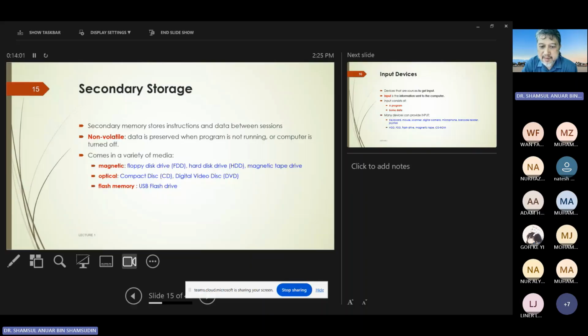It comes in a variety of media. So this can be FDD, floppy disk, hard disk, HDD. So nowadays we do not have floppy disk anymore. Magnetic tape, so those are ancient stuff. But we still have the HDD, hard disk drive. Optical compact disk. Have you guys seen CD or DVD? Maybe your father, mother will be familiar with this kind of thing. But for you guys, I guess this is the generation that we use USB flash. I think this has been the practice for the past 20, 30 years.